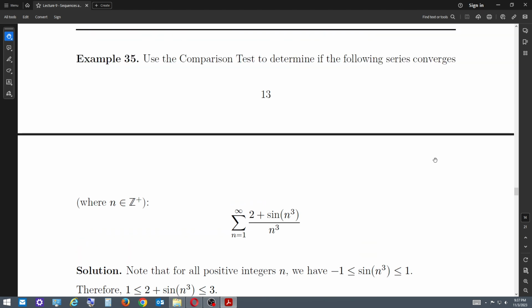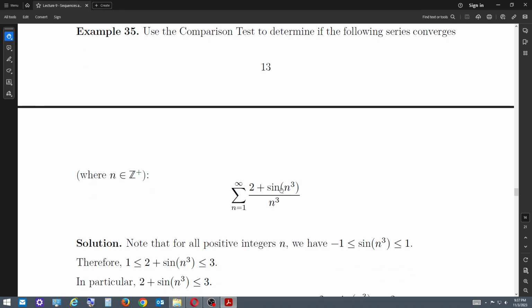Alright, here we have a nice question. So use the comparison test to determine if the following series converges. So we have the sum of 2 plus sine of n cubed over n cubed.